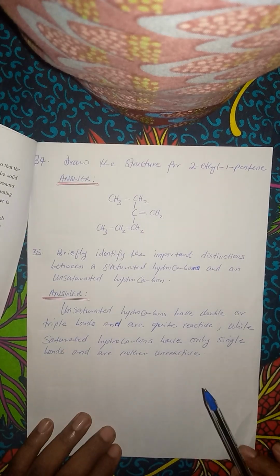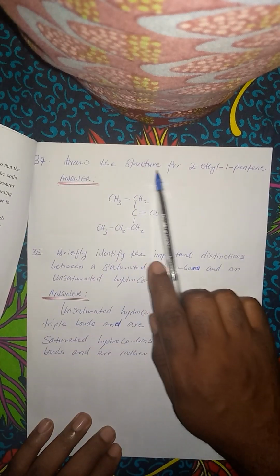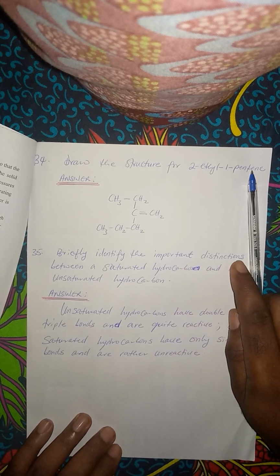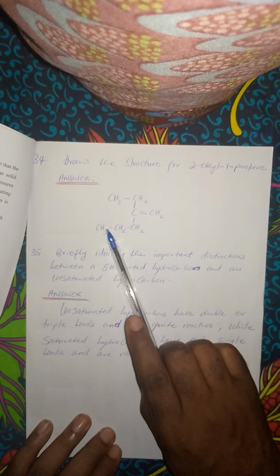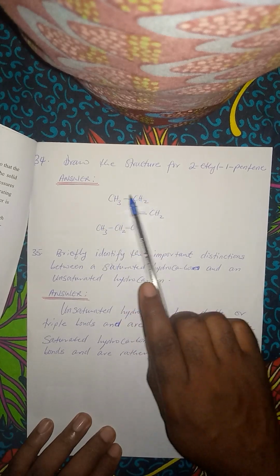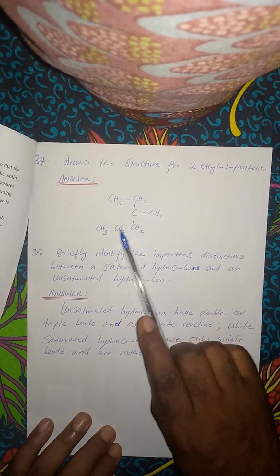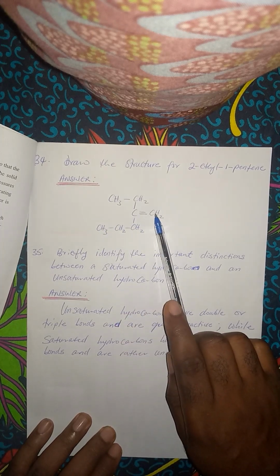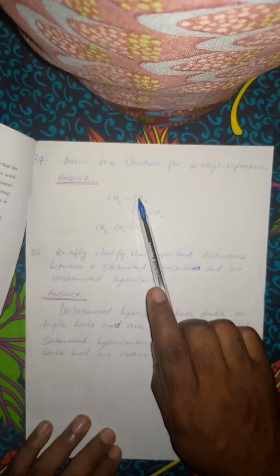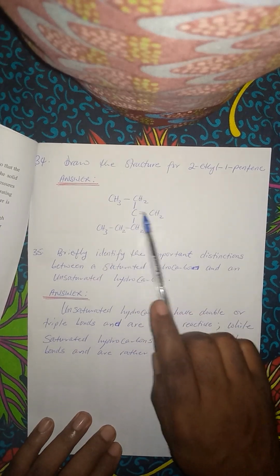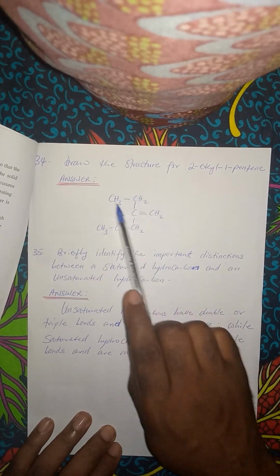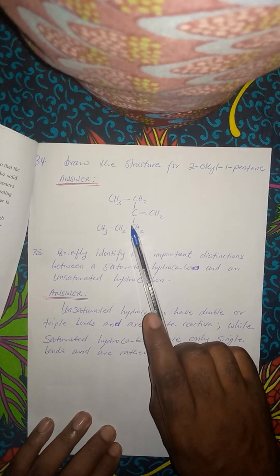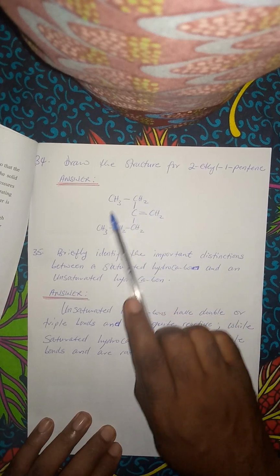Question 34. Draw the structure for 2-ethyl-1-pentene. So this is the structure of 2-ethyl-1-pentene. This is the longest chain, 1, 2, 3, 4, 5, which is pentene. Then the ethyl group is attached to carbon number 2. So this is 2-ethyl-1-pentene.